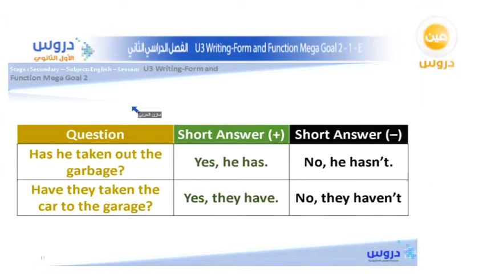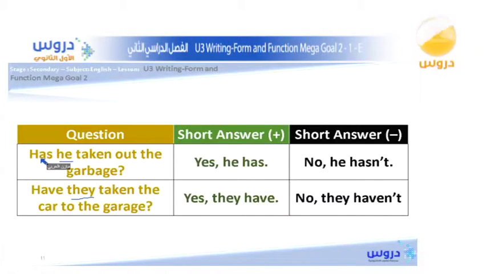And this is an example of how to form questions in the present perfect tense. As you can see here, we can start our yes or no question in the present perfect tense with has or have. It depends totally on the subject pronoun that follows. So if it's he, she, or it, we use has, and if it's they, we, I, you, we use have. Okay, so let's read the questions and the answers as well.